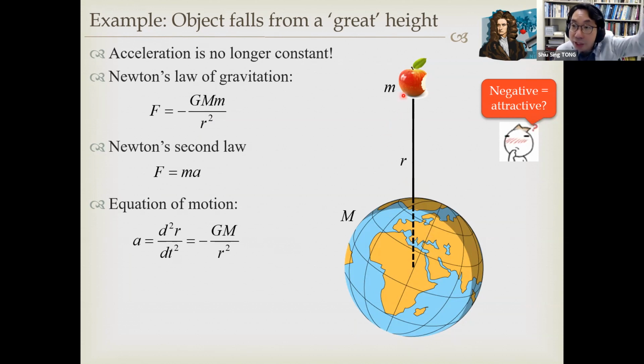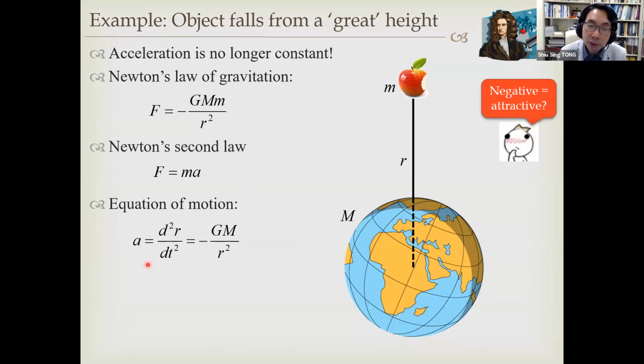But now, if we are considering the apple falling from a very large height, say several radii of the Earth to the surface of the Earth, then you cannot ignore the change in distance. You have to include the change in distance, which is the change in r, in this exact formula.